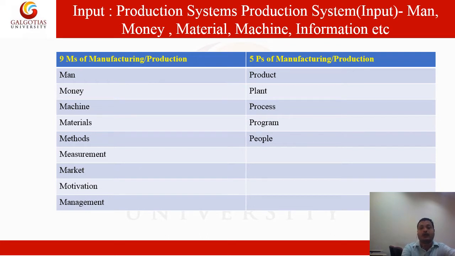And now what do we mean by the 5 P's of manufacturing? The 5 P's are product, plant, process, program and people. Product is nothing but our final output. Plant is the place where this manufacturing takes place. Process is the method through which we are converting input into output. Program is the set of instructions which we follow in the process. And finally, people are our workforce. As I said in the 9 M's, people are the workforce or our laborers.